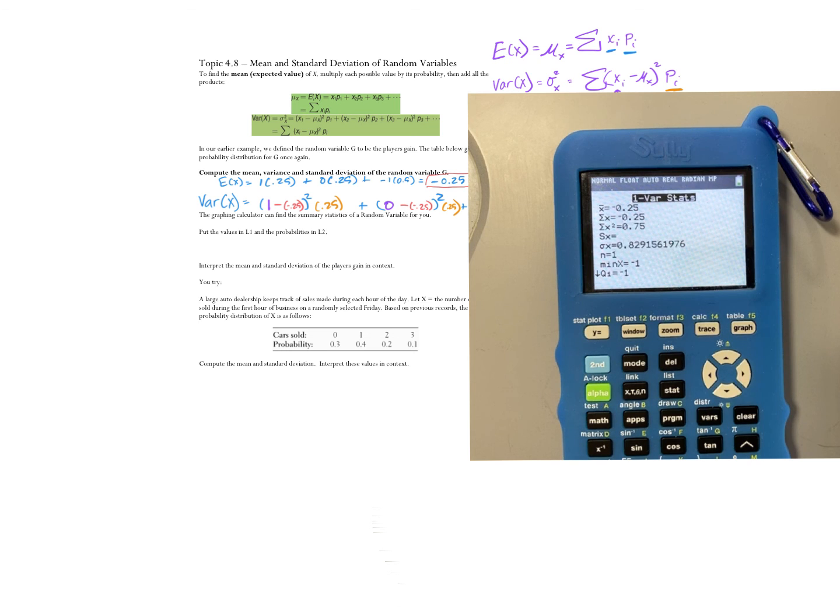Okay. Do you see? Holy moly, you guys. I found the mean. It's negative 0.25. It's not the exact same thing we got. And likewise, you see where it says sigma x? So your calculator can do it for you. Is this okay?